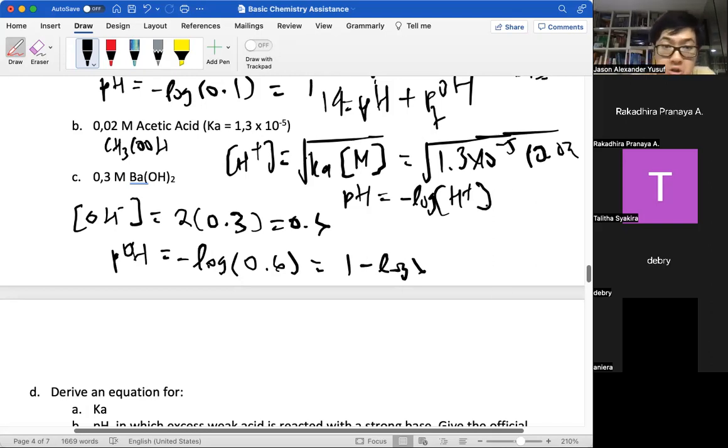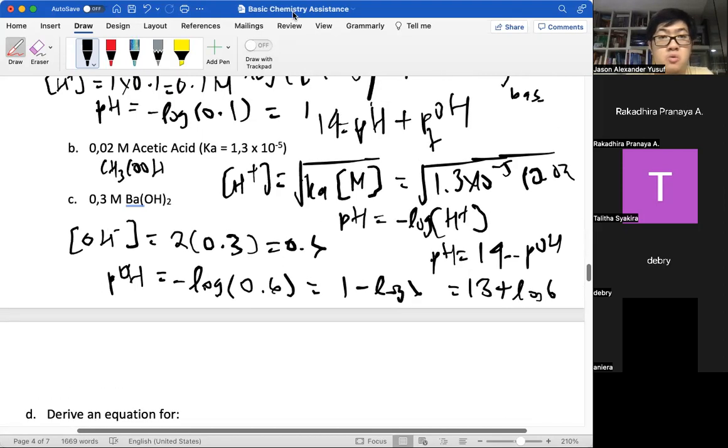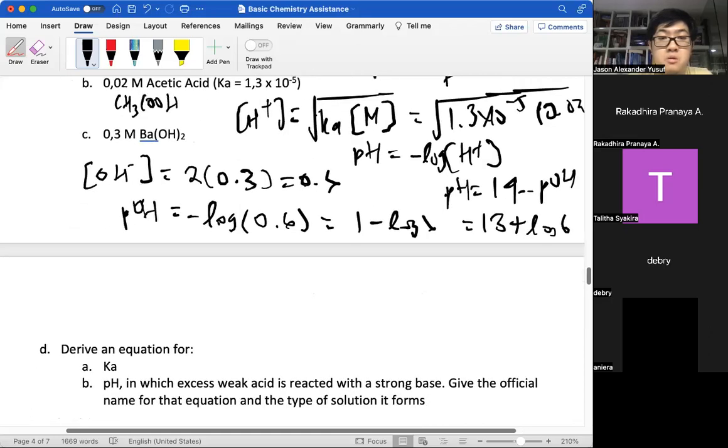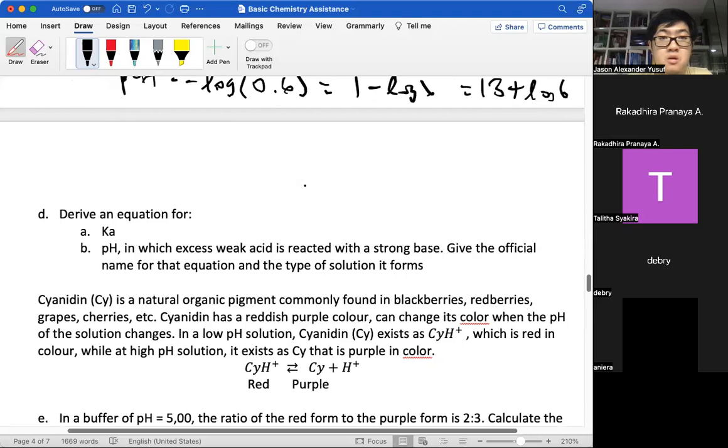And for the pH, since we have the value of pOH, to find the pH we just plug it into this equation, 14 minus pOH. We'll get 13 plus log 6. Okay, so for now, do we have any questions before I move on to the next part? None? Okay.